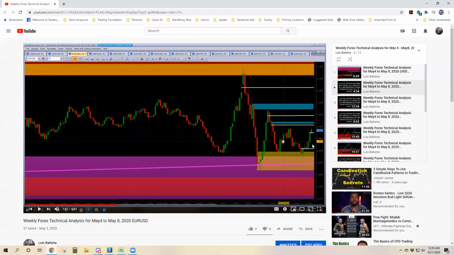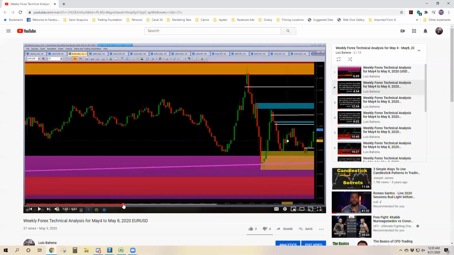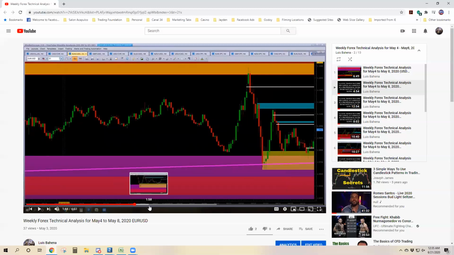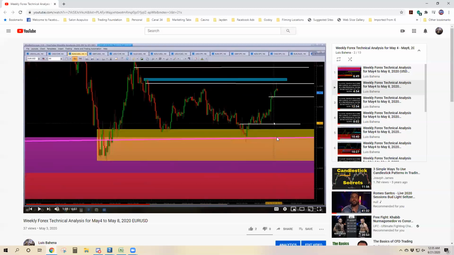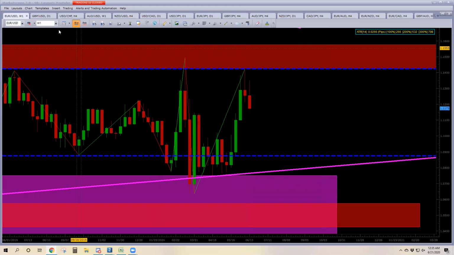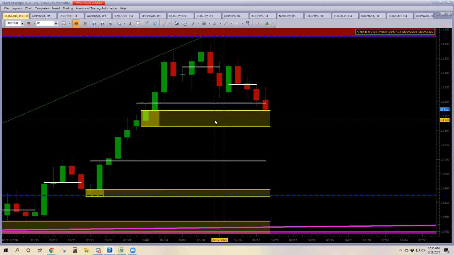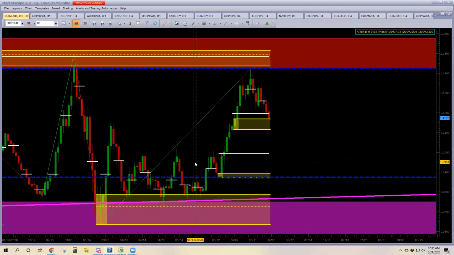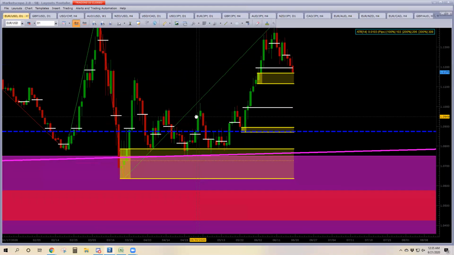recorded. The last candle here, let me see if that's the last candle. The last candle here looks like it was April 30th or the beginning of May. So let's take this out of the way and bring it to the daily current. The beginning of May was right around here.